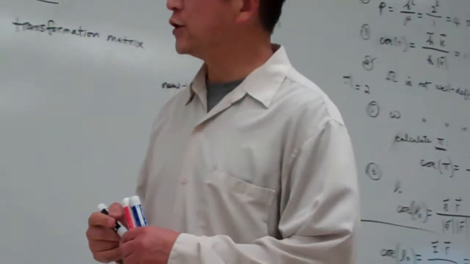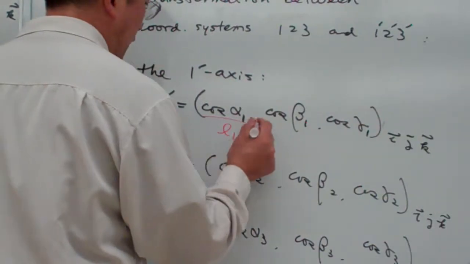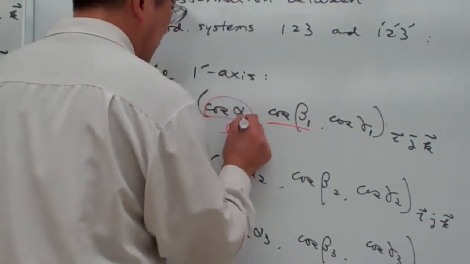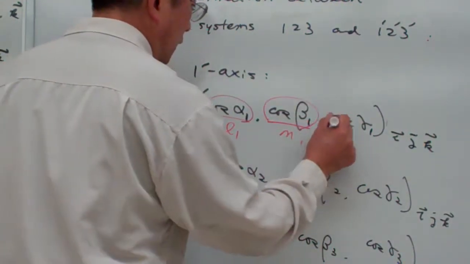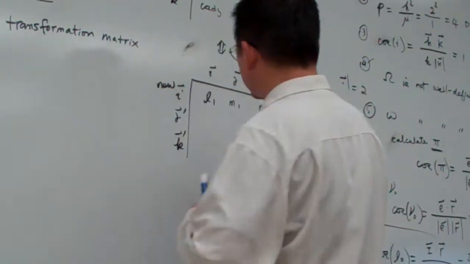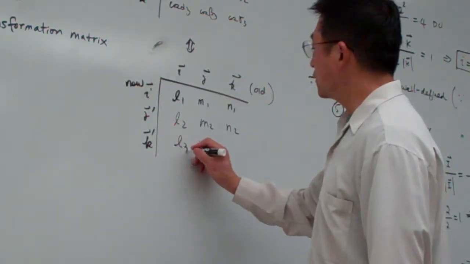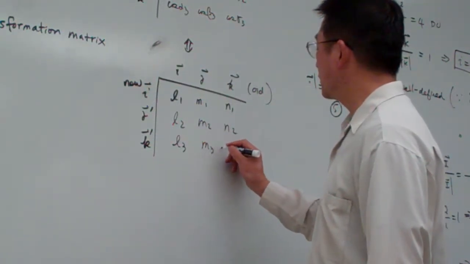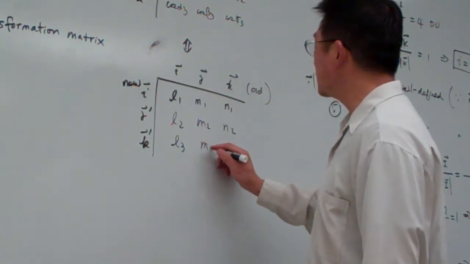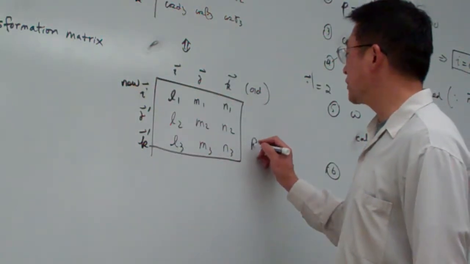Okay, I simply changed the replace. So let me call this L1, this M1, and N1, etc. So this one is L2, M2, N2, L3, M3, N3. Whatever notations you like, you just put in. So basically, this is our matrix.